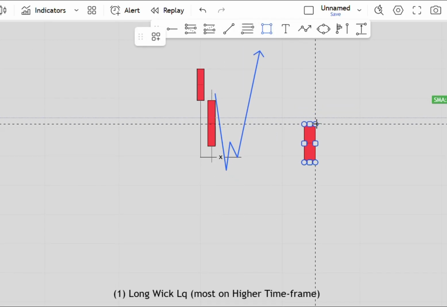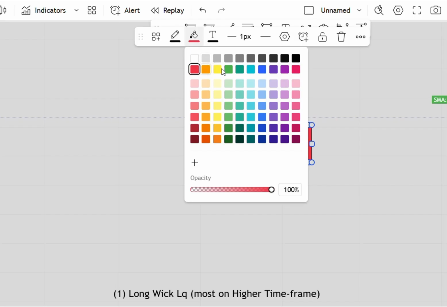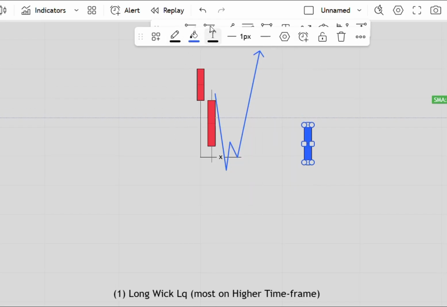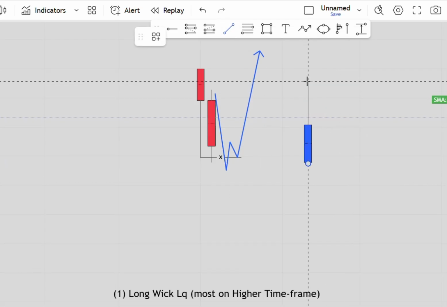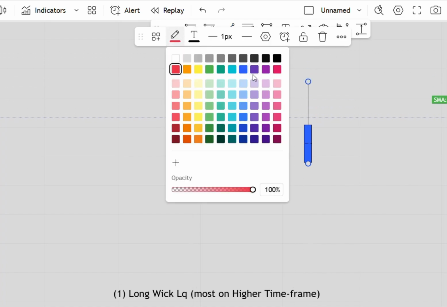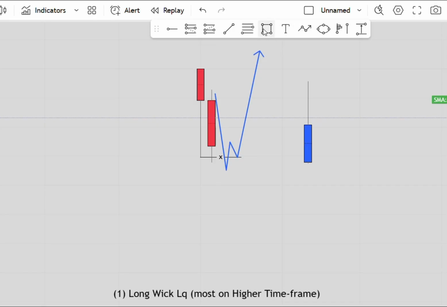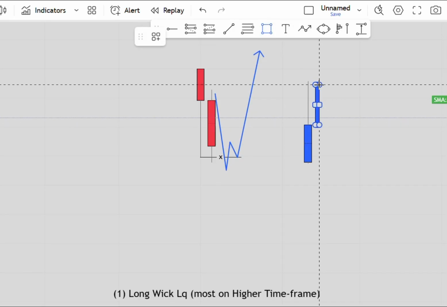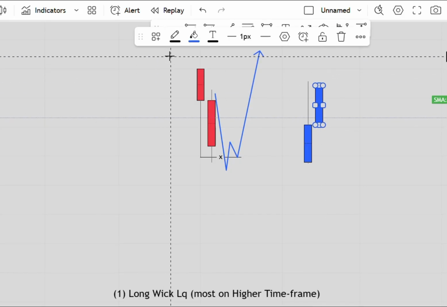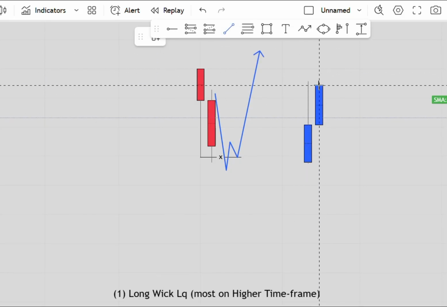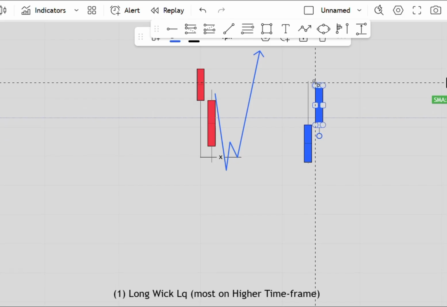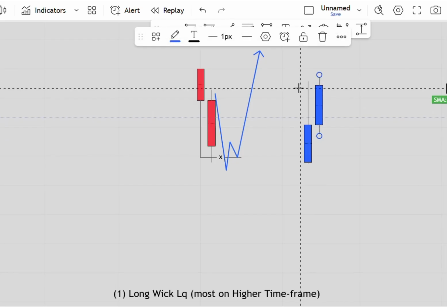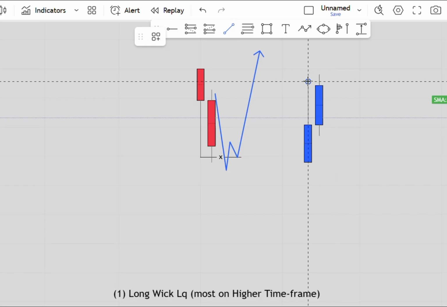So let's bring out the buy scenario here. Okay, I'm using blue for the buy. Let's go. Scenario. Blue. Then okay. Okay. This is an example of the buy scenario.